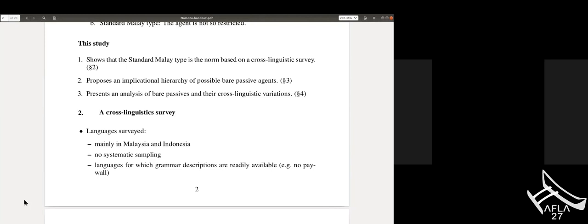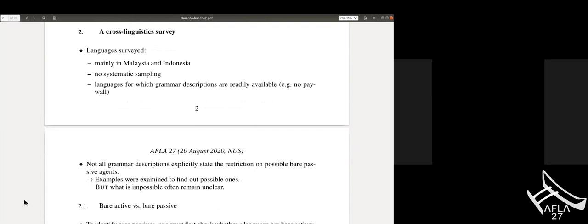So, the cross-linguistic survey. I looked at a number of languages, but there's no systematic sampling. I basically looked at languages in Malaysia and Indonesia, and I also chose languages for which grammar descriptions are readily available. The problem was that not all grammar descriptions explicitly state the restriction on possible and impossible bare passive agents. So I had to figure that out myself through examples. But what is impossible often remained unclear.